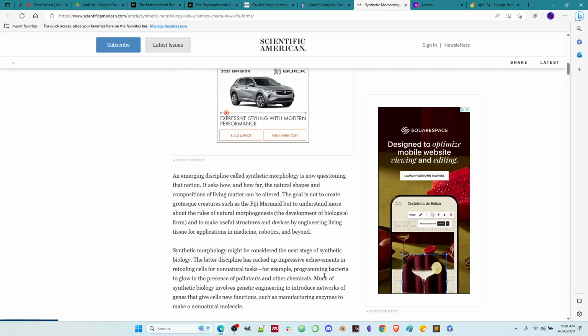So this is really about understanding the rules of morphogenesis and how to use that to build these engineered structures. So say you wanted to build an embodied robot, which people often just kind of put together a body.